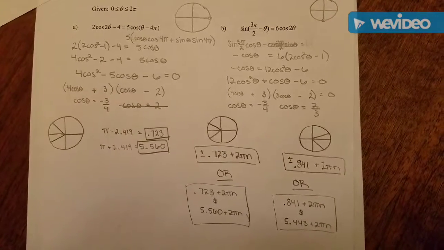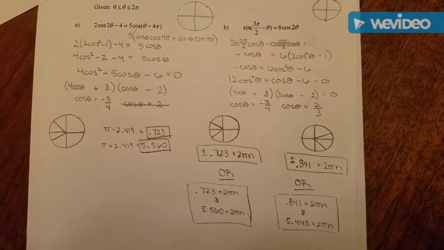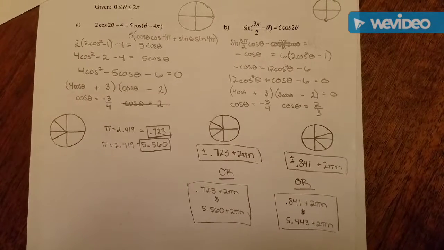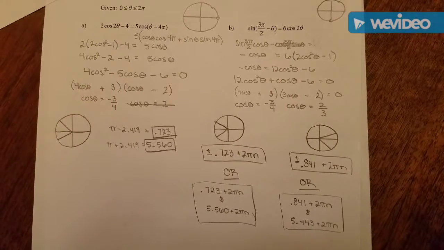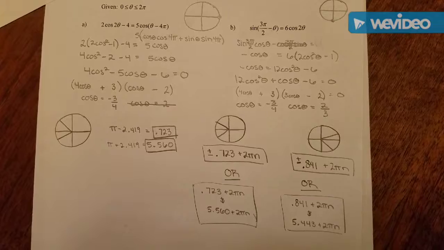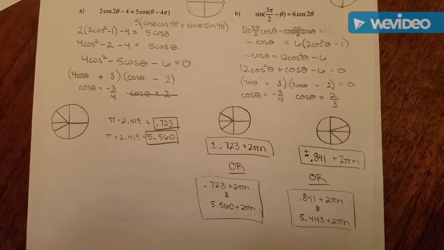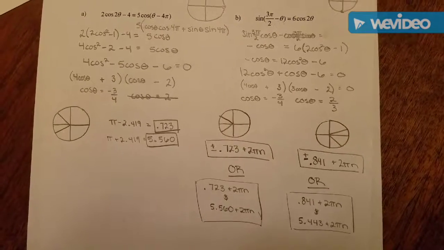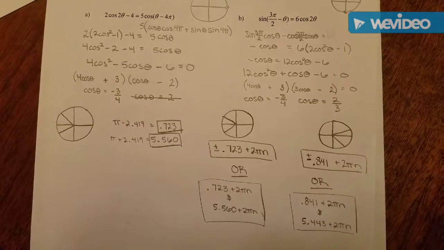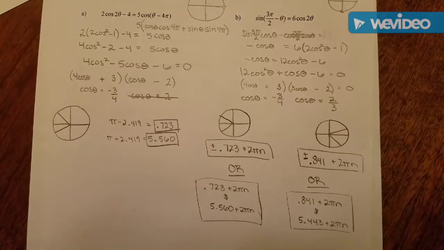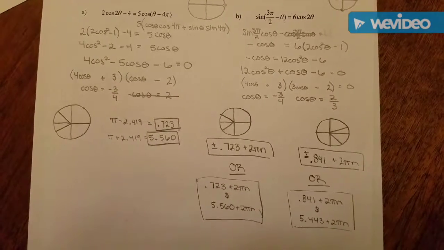And pausing the video one last time, here's the work for B on the back side. Similar process. Still using the wrap along, plugging in for cosine 2 theta, factoring, and then using our unit circles to solve for cosine theta. And in this problem, we have no domain restriction and two different sets of double angles.